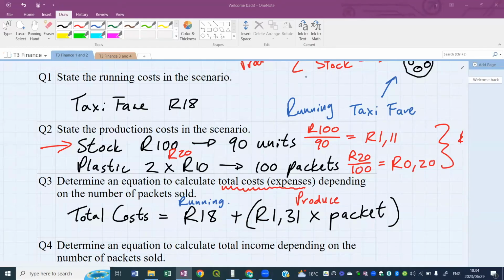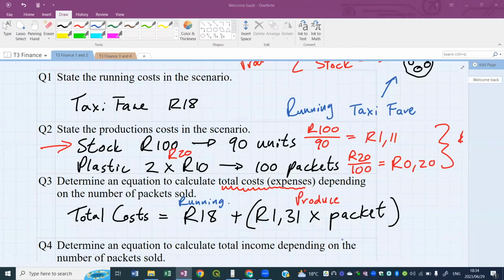Now, let's walk through this equation one more time. To get the total costs for this business, it depends on two things, your running cost and your production cost. Number one, the running cost is always 18 Rand. If this lady goes anywhere to sell her product, she has to pay 18 Rand as a running cost, right? That sticks. You can't change that. It doesn't depend on how much she sells that day. If she goes out to the market and she sells nothing, she still has to pay 18 Rand as a running cost, no matter how many packets she sells.